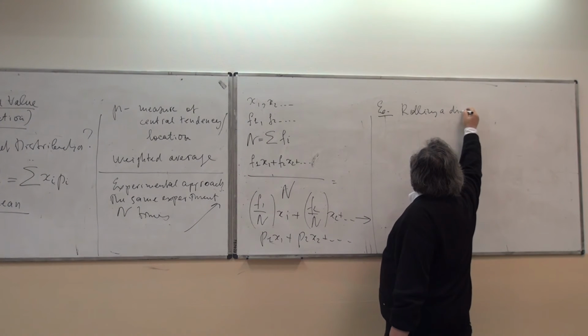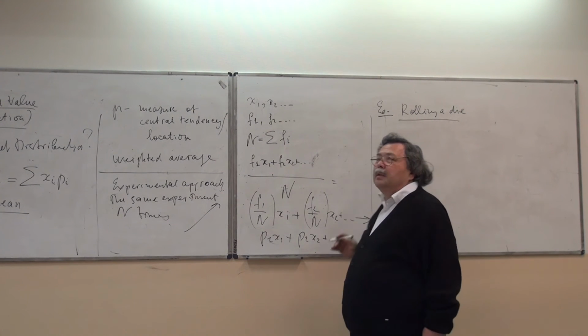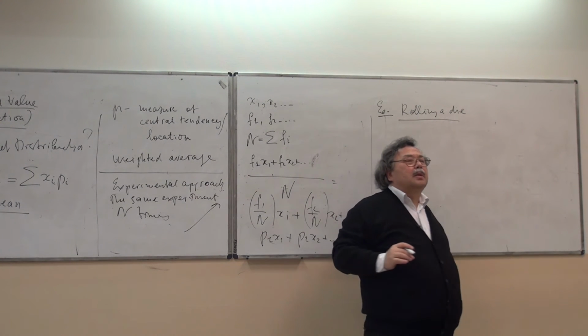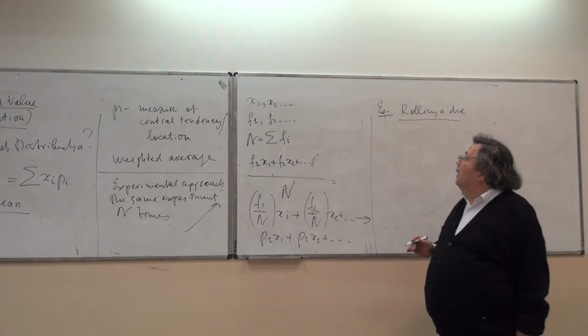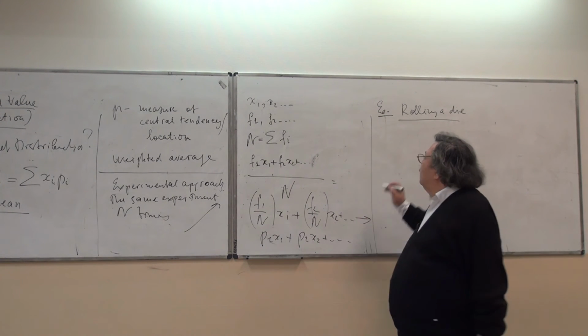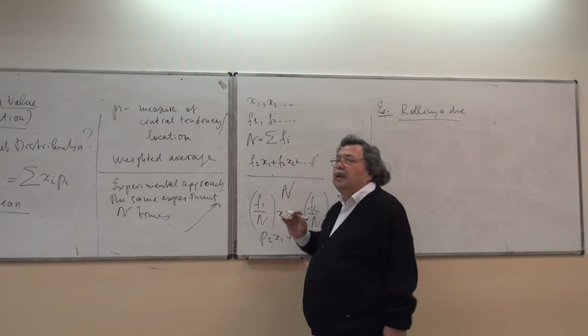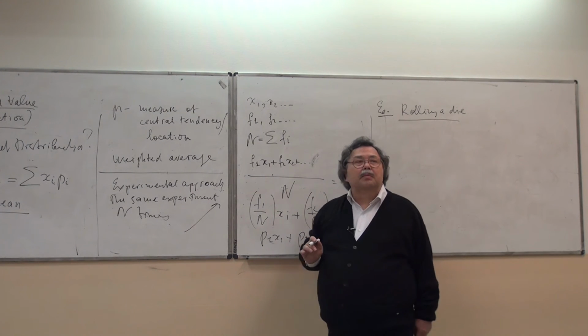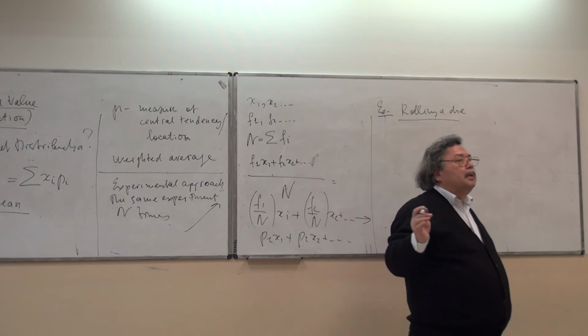Rolling a fair die now. Okay, I'm not writing this, we always assume that the die is fair. Now, what's the expectation in this experiment? The possible values are 1 to 6, and the probability of each, if the die is fair, is 1 over 6.